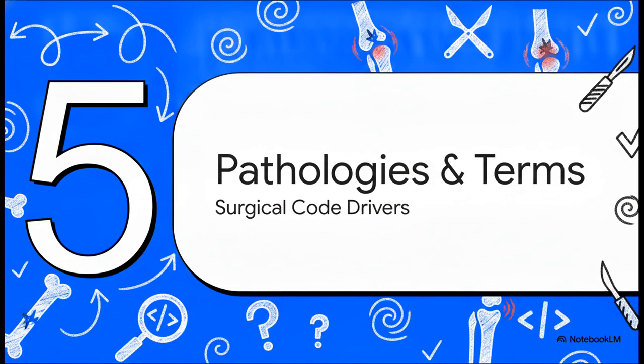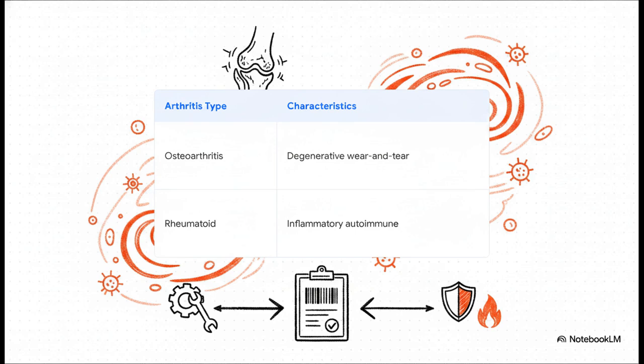Section 5, Pathologies and Surgical Terms. Let's look at arthritis for a second. Osteoarthritis is characterized by degenerative wear and tear changes on the joint over time. Rheumatoid arthritis is completely different. It's an inflammatory autoimmune disease with systemic involvement. Your code selection changes completely based on the clinical logic between degenerative wear and tear versus systemic autoimmune conditions.